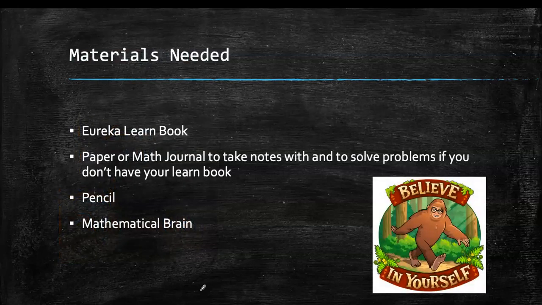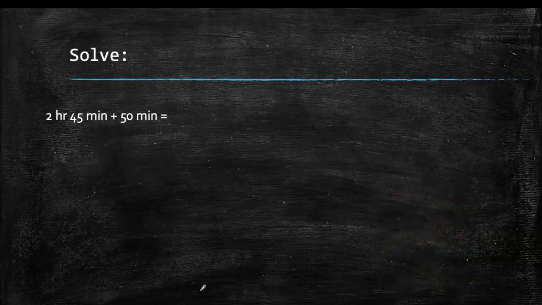So let's go over what we need. Your Eureka Learn book, paper or your math journal, and the notes that you had for lessons 6 and 7, because those are the strategies that you are using in order to also practice today. So you need a pencil, your mathematical brain, and again, we all believe in you. Let's go ahead and get started.